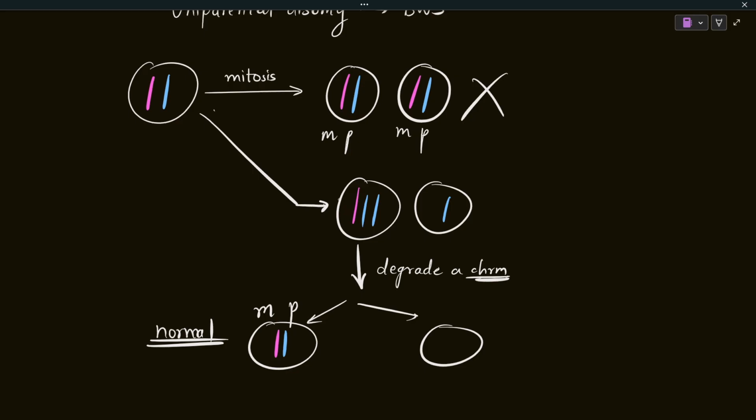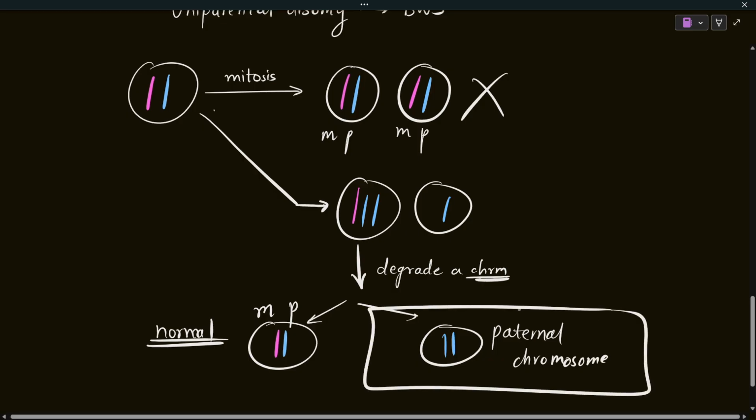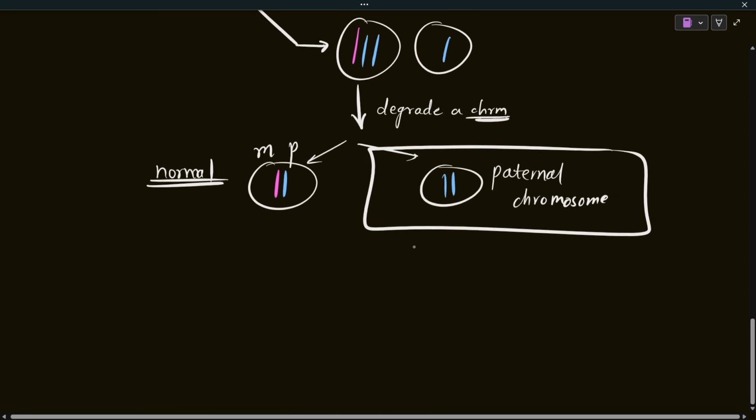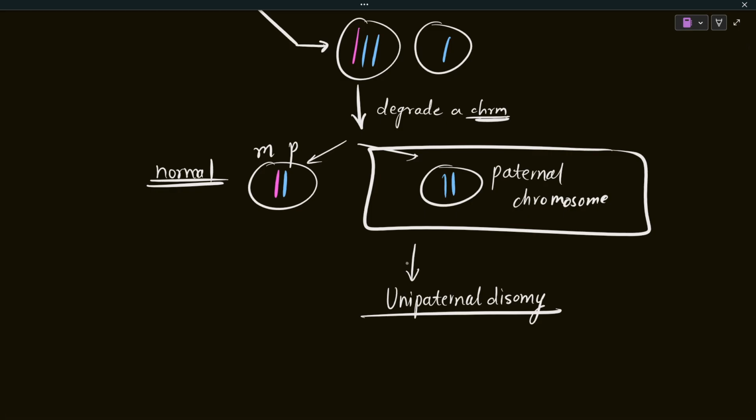But by chance, if there is degradation of the maternal chromosome, then it could lead to a cell which has inherited both copies from the father. So it will have only paternal chromosomes. Such a condition is known as uniparental disomy. In this case, it is unipaternal disomy, or paternal uniparental disomy, call it whatever. This means that the cell has inherited both of the copies from the father.